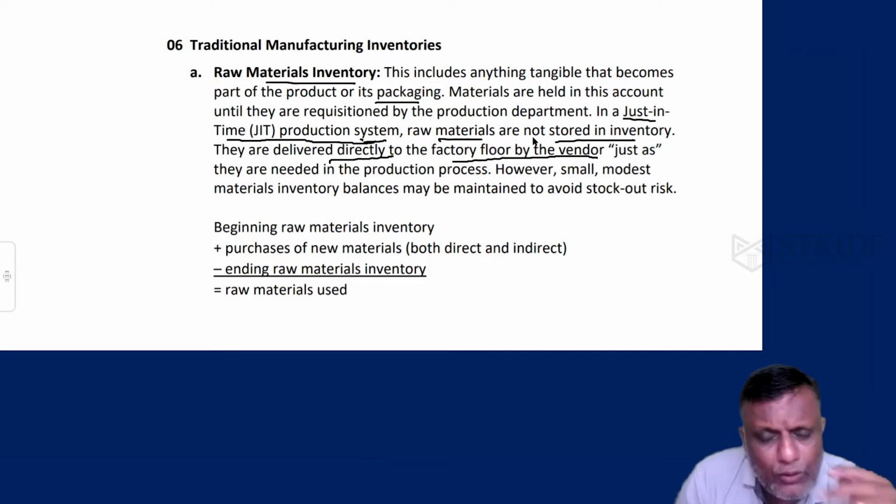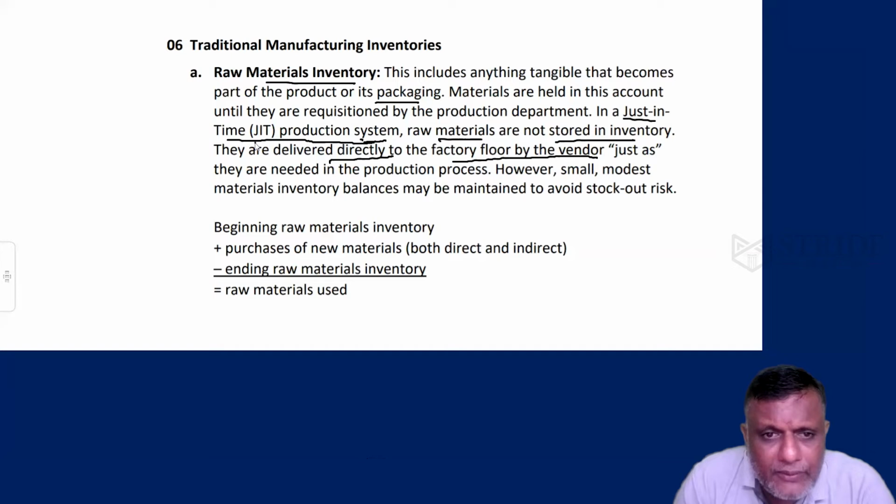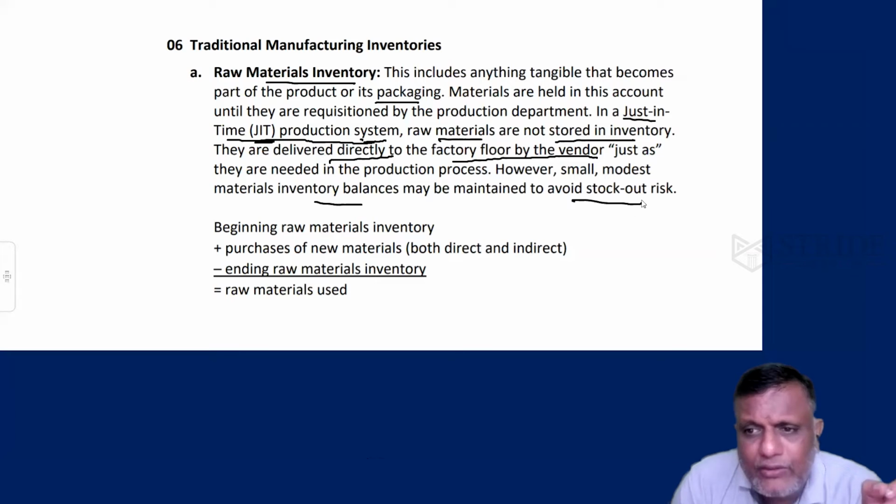So no storekeeper, no raw material storage requirement, everything is delivered straight to the factory floor by the vendor. This concept is called just in time. In case of just in time, we have to maintain a minimum amount of inventory to avoid a stock out. The minimum.